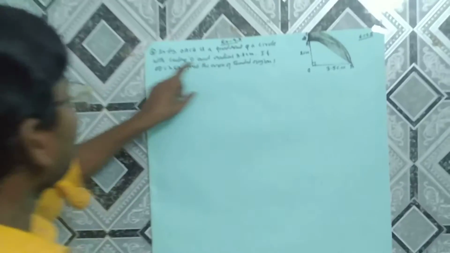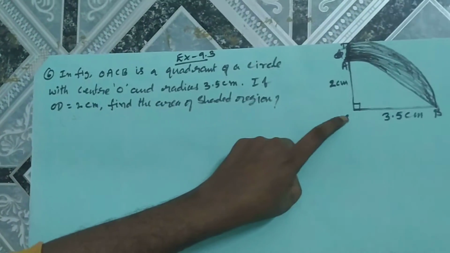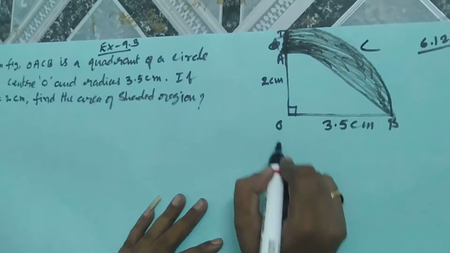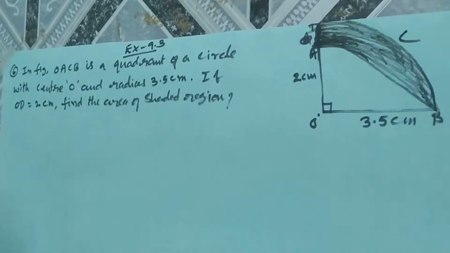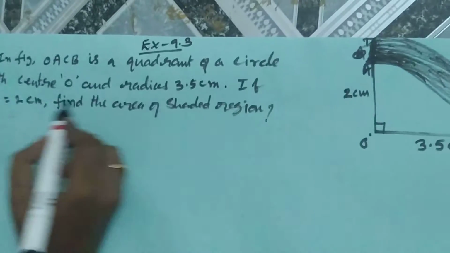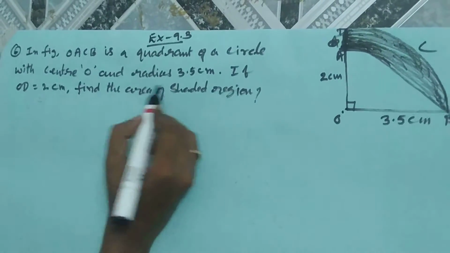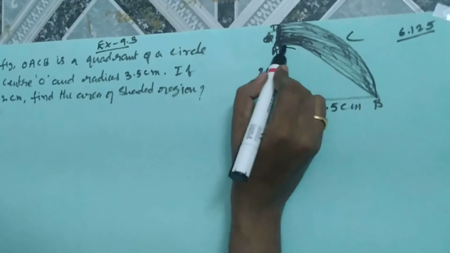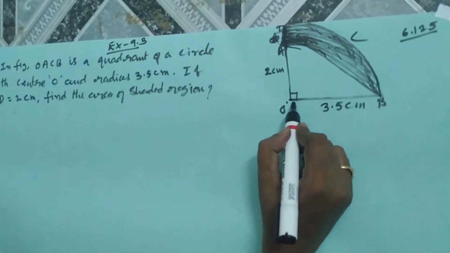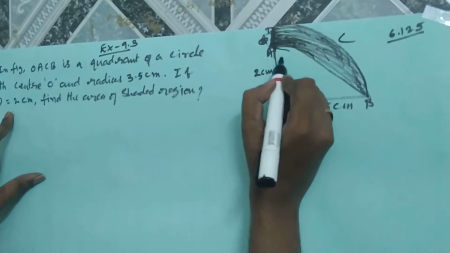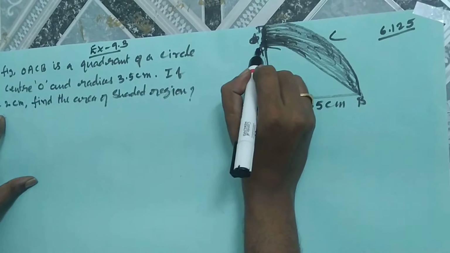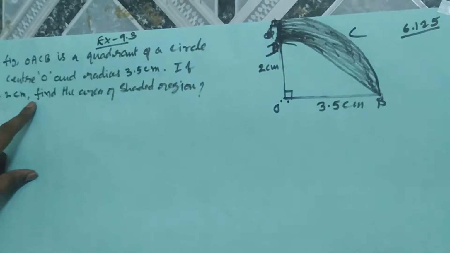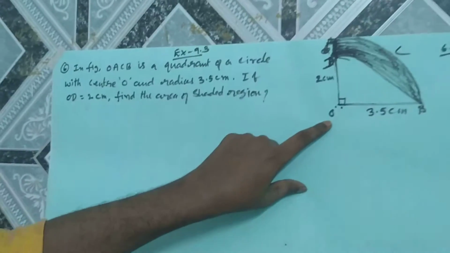Next, exercise 9.3, sixth question. In the figure, OACB is a quadrant of a circle with center O and radius 3.5 centimeters. If the OD length is 2 centimeters, find the area of the shaded region.